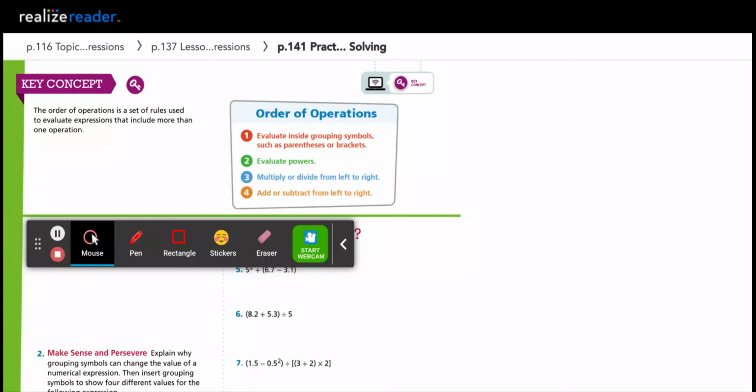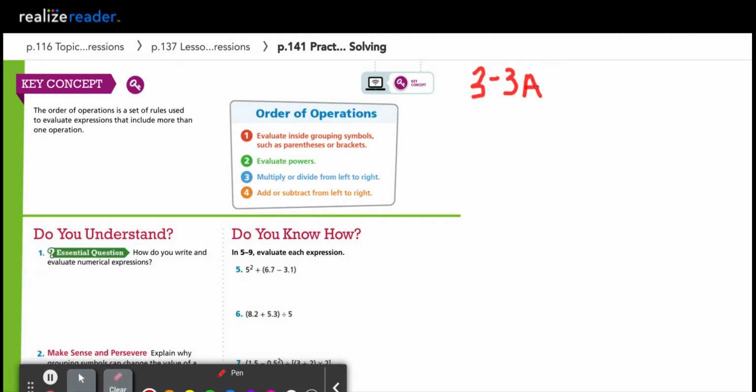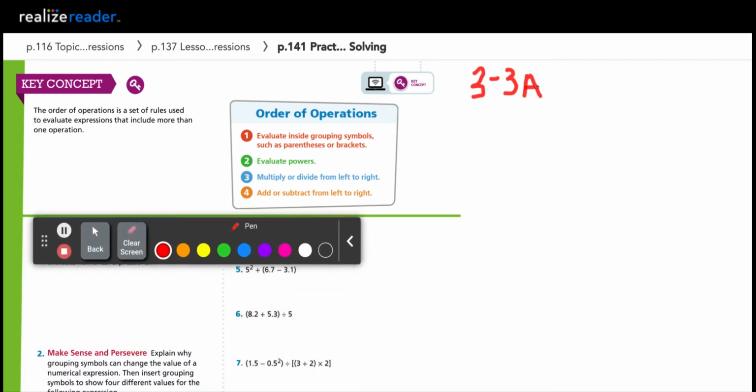This is lesson 3.3a. We're going to be evaluating expressions. I just want to remind you that an expression is multiple numbers and at least one operation with no equals sign. So if we look at any of these examples down here, 5, 6, 7, they're all expressions because there's more than one number, at least one operation, and there's no equal sign.